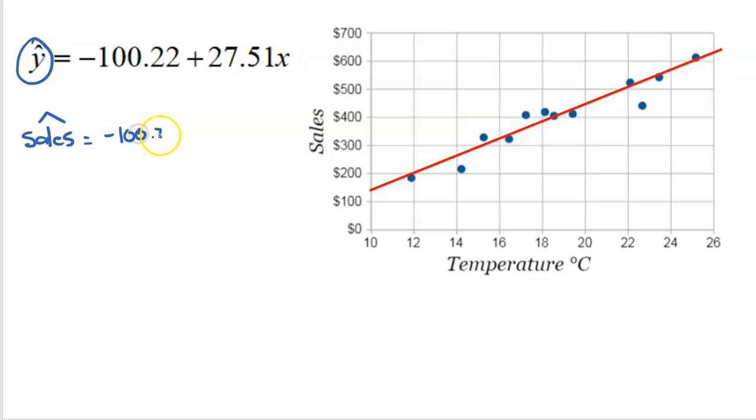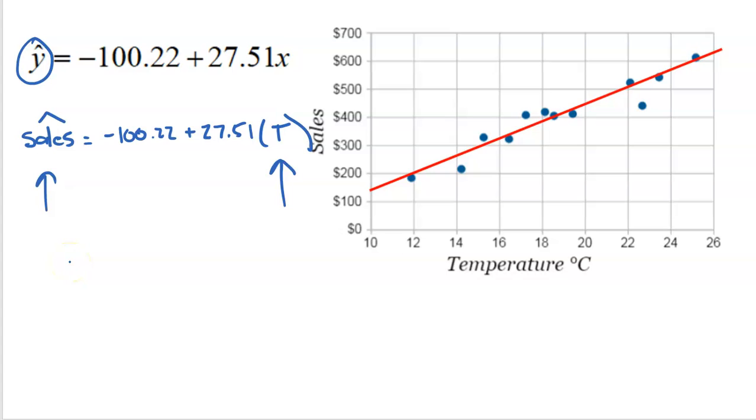Negative 100.22 plus 27.51 times X, but X is temperature, so maybe put a T for temperature there. You don't even have to use an X if you want to use something that's more in context to your problem. But again, this is simply the equation of that red line. You plug in T, a temperature, out comes a predicted sales.